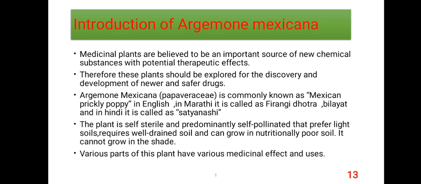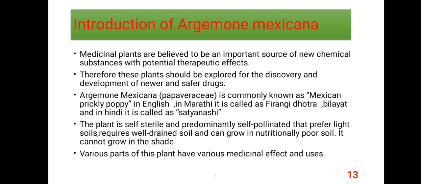Introduction of Argemone Mexicana. Medicinal plants are believed to be an important source of new chemical substances with potential therapeutic effect. Therefore, this plant should be explored for the discovery and development of newer and safer drugs. Argemone Mexicana, Papaveraceae, is commonly known as Mexican prickly poppy in English. In Marathi, it is called Ferangi Dhotra, Bilayat, and in Hindi, it is called Satyanashi.